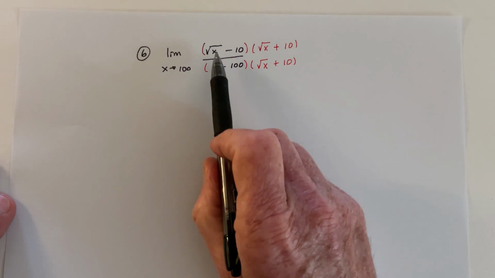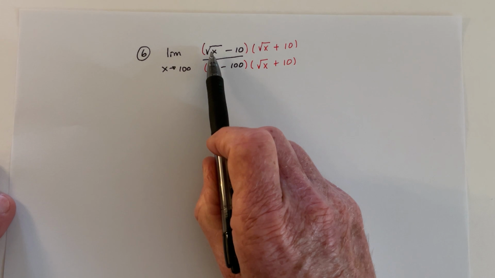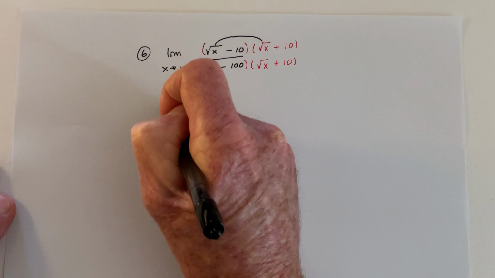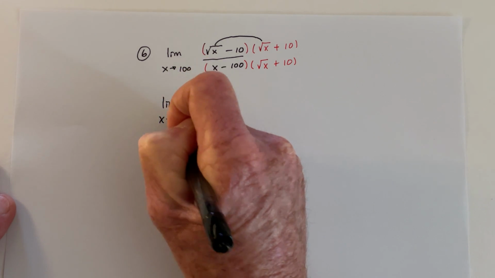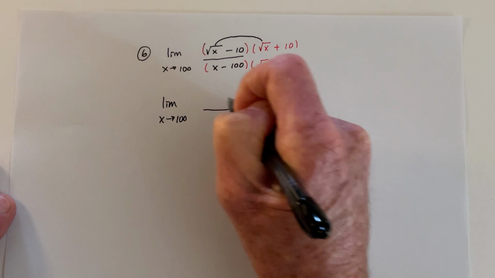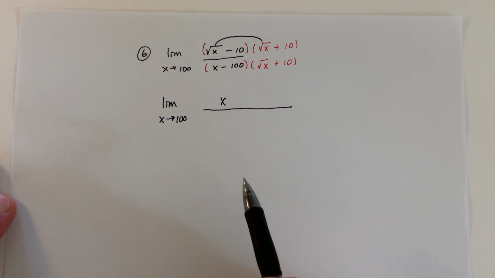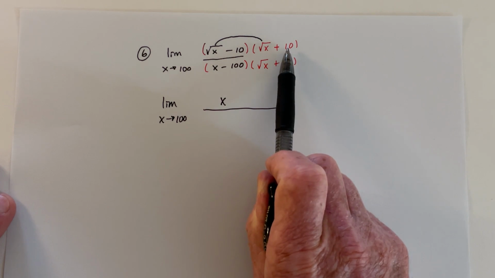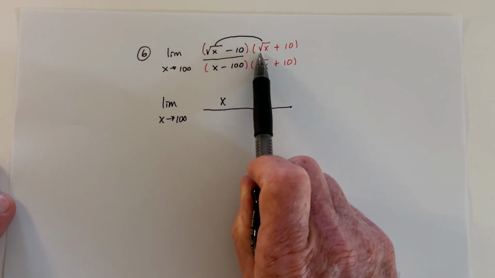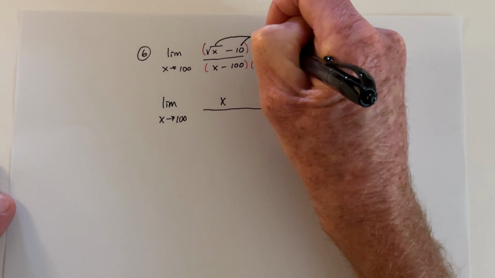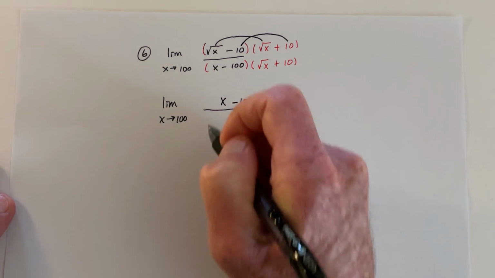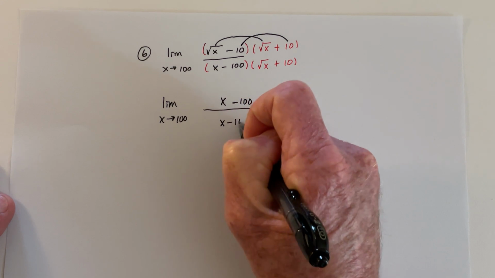And then multiply out the top. So when you distribute the square root of x times the square root of x, that's just going to be x. And the good thing about the conjugate is that the middle terms cancel. So this one times this would be a positive 10 square root of x, and this one times this would be minus 10 square root of x. They cancel. Then the last one times the last one will be negative 100, which is good news because the bottom has x minus 100.